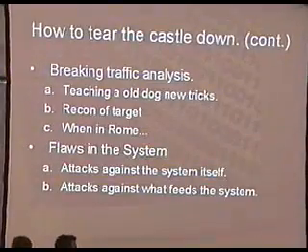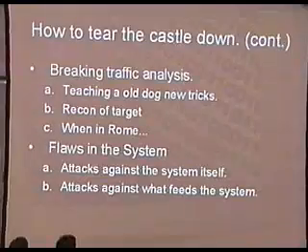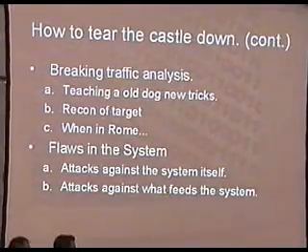A simpler method is attack of what's feeding the system, the router or the aggregation point itself for the system. Although the system may function properly, if it's got no data, it's pretty useless.